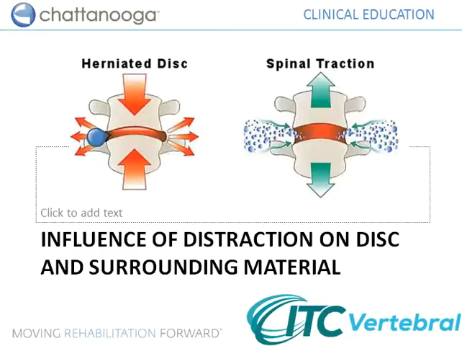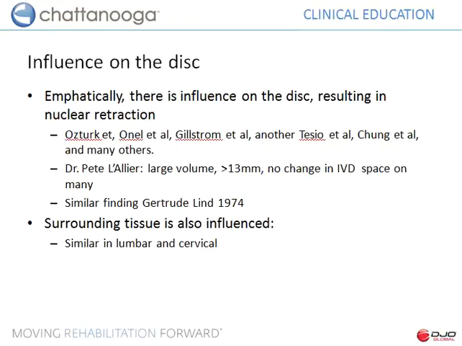Influence of distraction on the disc and surrounding material. Does it actually affect the disc? Well, that's what was shown consistently in many studies in both the cervical and the lumbar spine. So we can retract a nucleus, and there are many studies that show that.